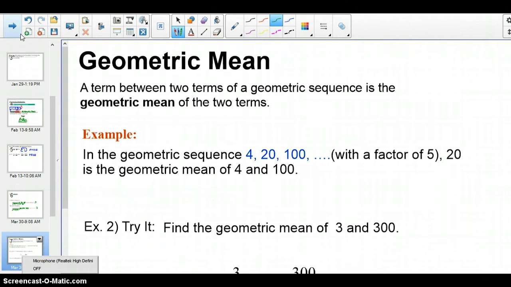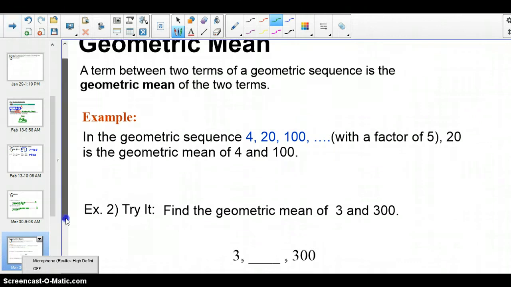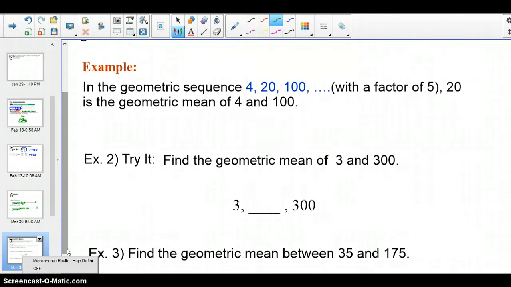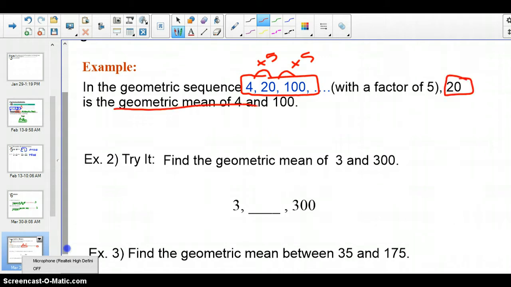All right, so let's look at an application, kind of an application of the geometric mean. So the geometric mean is always found using 2 numbers. You're asking yourself, what's the geometric mean between 2 numbers? So in this geometric sequence, 4, 20, 100, each time it looks like you're multiplying by 5 to get to the next term. Now, 20 is the geometric mean between 4 and 100.